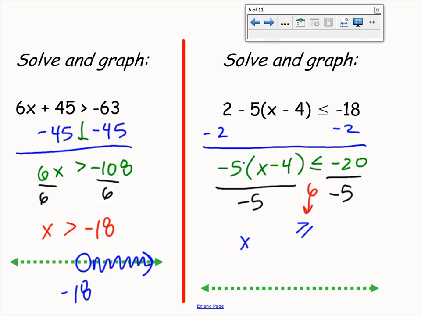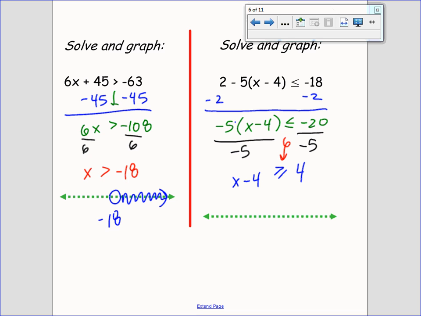So I still get x minus 4. Negative 20 divided by negative 5 is positive 4. And we'll finish it out by addition. It looks like go gadget arm. X is greater than or equal to 8.